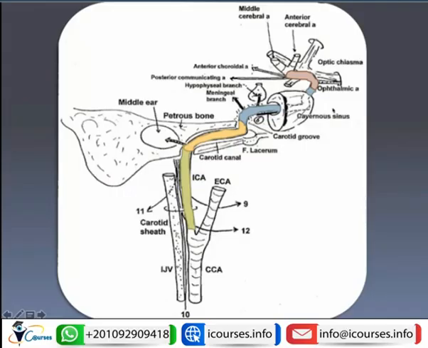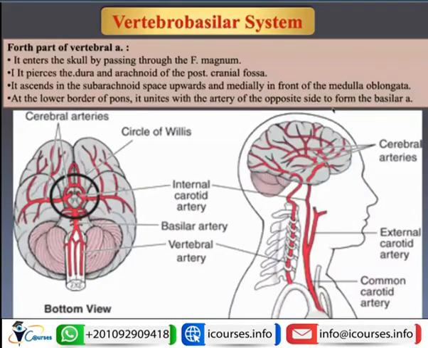The carotid system is the anterior vascular system. There is another posterior vascular system that runs in parallel to the anterior one, which is the vertebro-basilar system. So what is the vertebro-basilar system?